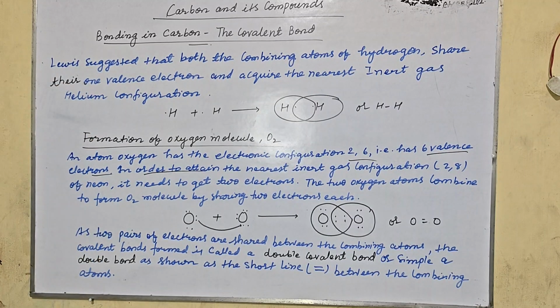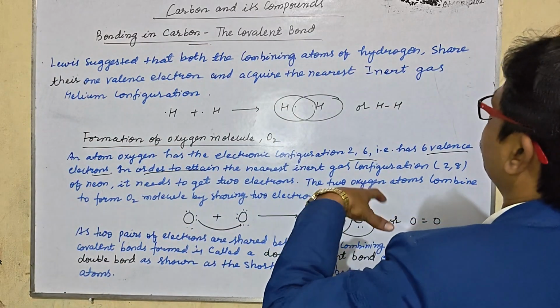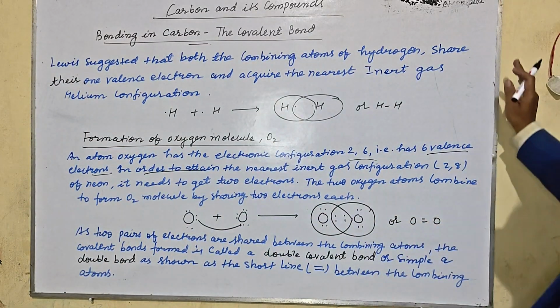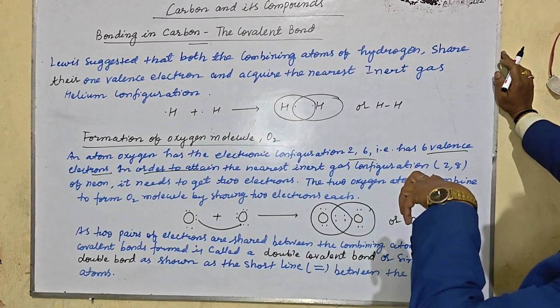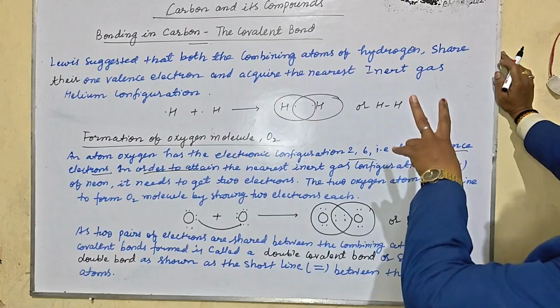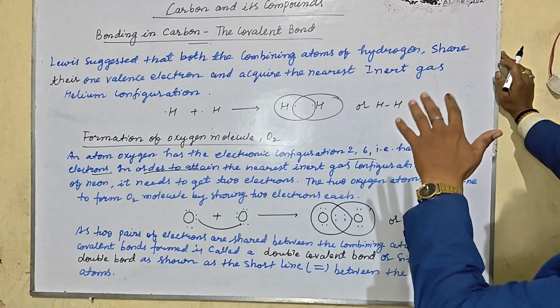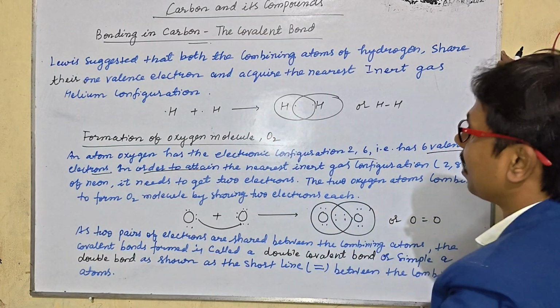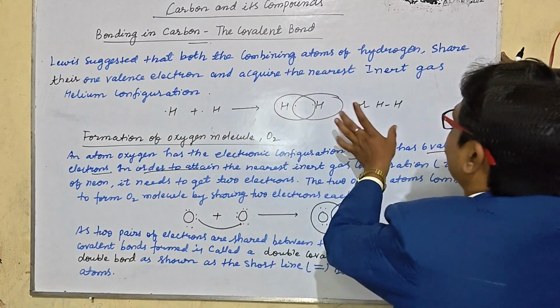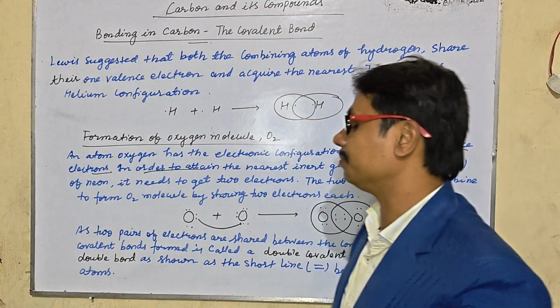Lewis suggested that the two combining atoms of hydrogen share their one valence electron and acquire the nearest inert gas configuration, that of helium. You can see this in the dot structure, where the combining atoms share electrons, H:H.